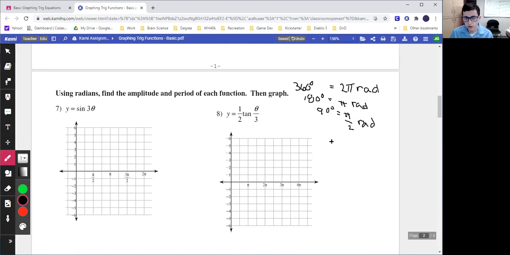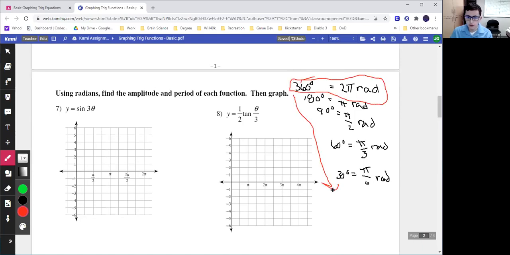You could divide 180 by 3 and get 60 degrees, and that's pi over 3 radians. You could divide 180 by 6 and get 30 degrees, and that gives you pi over 6 radians. Like I said, all of these other ones are just derivatives; they are just using this, and you can build all of this other stuff.